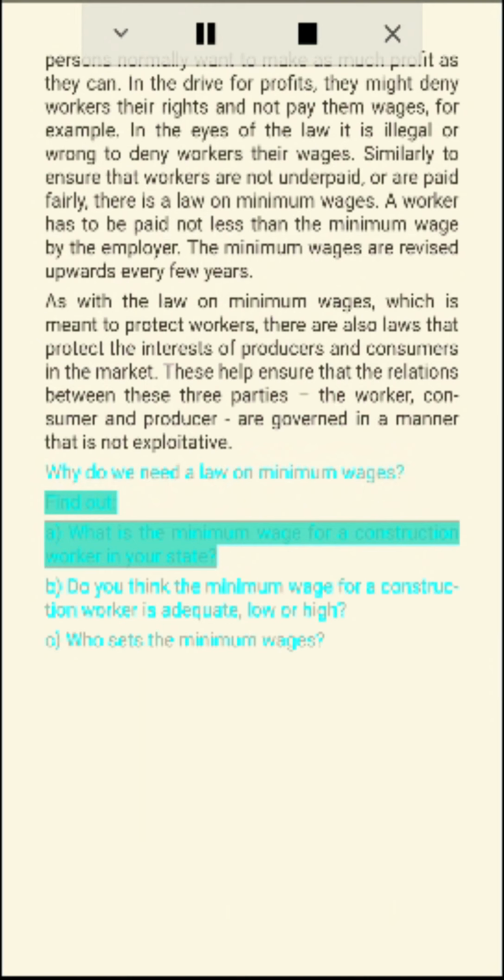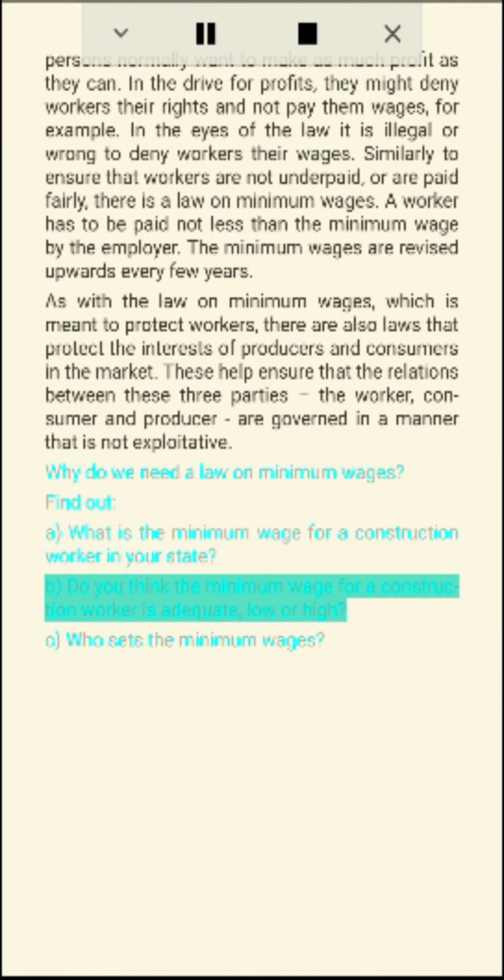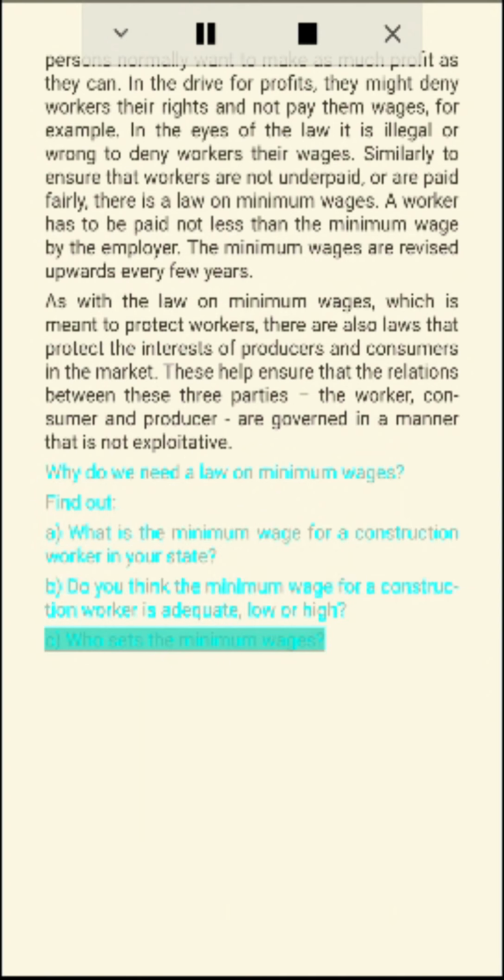A. Find out, what is the minimum wage for a construction worker in your state? B. Do you think the minimum wage for a construction worker is adequate, low, or high? C. Who sets the minimum wages?